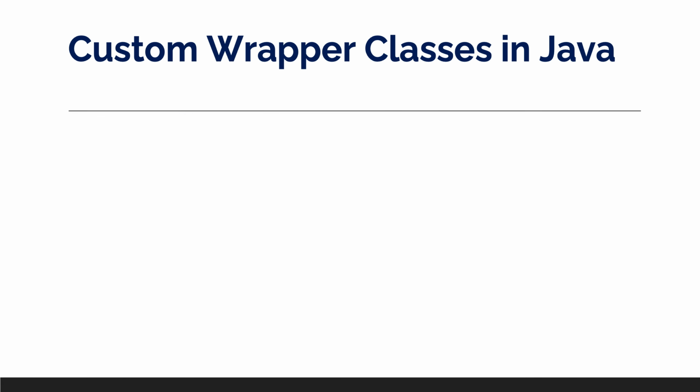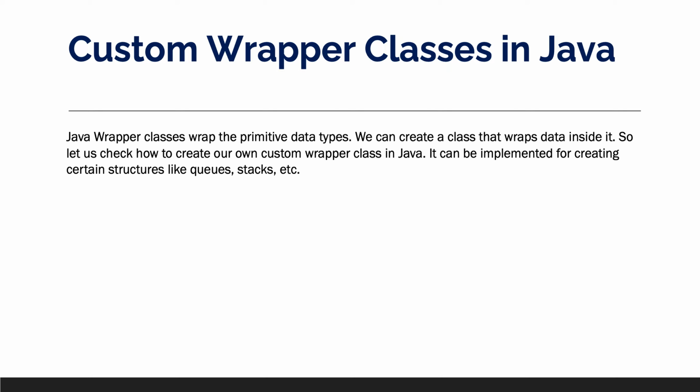Okay. Now let's see, is there any way we can create our own custom wrapper class? So what is a wrapper class basically doing? It was doing some conversion, right? From some primitive data type to some object data type. Similar to that, if we want to create our own wrapper class, what can we do?